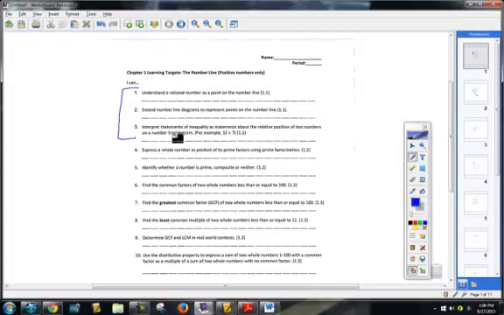And then finally, we're going to interpret statements of inequality as statements about the relative position of two numbers on a number line. So, we'll talk about what that means. But an inequality just means like greater than or less than. That's kind of what we're talking about there. So we're going to be, is this greater than this, or is this less than this, that kind of stuff. So that's what we're going to cover here.